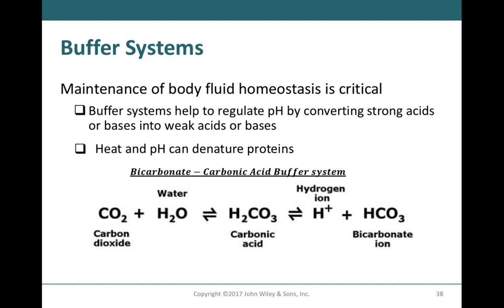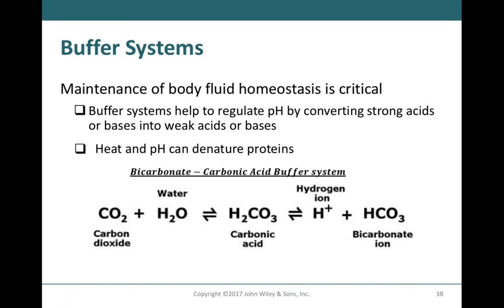So we have a few different buffers that are found within the body, but the one that I'm really going to mention here is the bicarbonate carbonic acid buffer system. So the way that this buffer is going to work is we have a few different molecules down here. We have carbon dioxide, which is CO2, we have water, which is H2O, and then we have this reaction symbol. So these two things can interact with each other, and they can combine to form carbonic acid, which is H2CO3. So that's the chemical formula for carbonic acid. But they can also be in equilibrium here with hydrogen ions and bicarbonate. So you can see bicarbonate is right here.